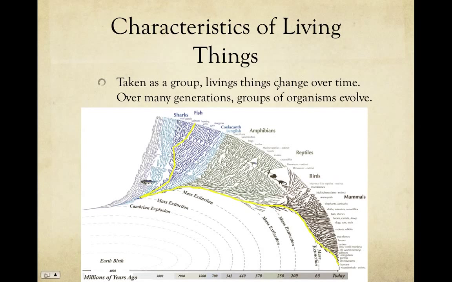All living things change over time, and so generation after generation, the strong survive and pass on their information to the next generation and change over time. And so right here you have a sketch of the tree of life and all the diversity of life, and they have changed in the past, and they continue to change even today.